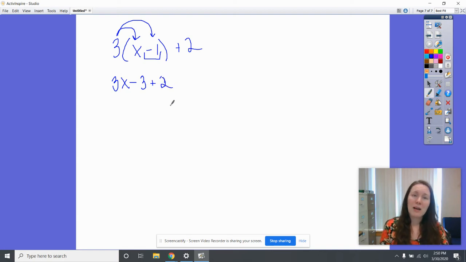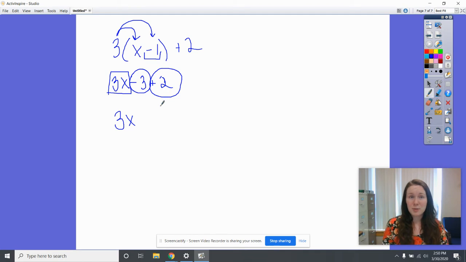Well, now I have some like terms I can combine. If I look at my 3x, there are no other x's, so I just leave it as 3x. But if I look at my plain old numbers, I have a negative 3 and I have a positive 2. So negative 3 plus 2 is negative 1. And so I put the minus there because it's a negative 1. And remember, minus and negative are really very similar things. We just say different words depending on what we're doing. Okay, so that's one example where we might see it.